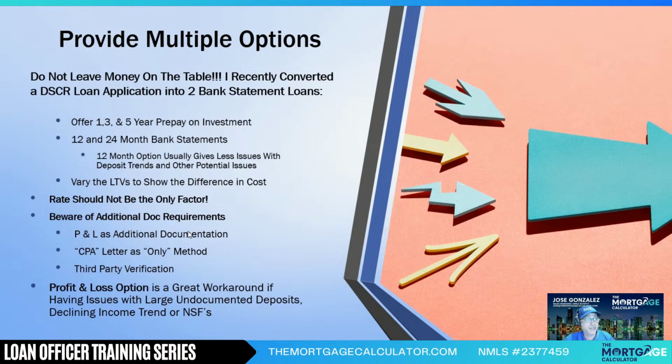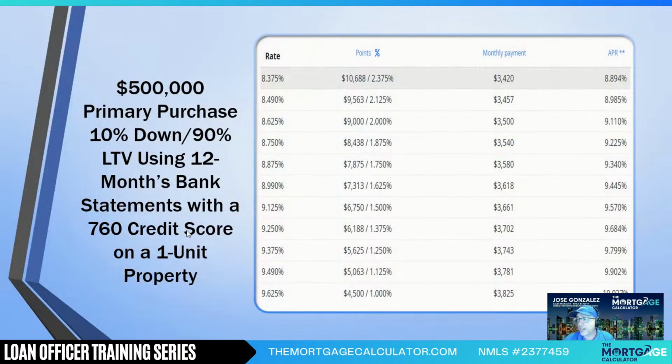And last but not least, I wanted to provide you here with just a sample quote, to whet your appetite on what's possible on a $500,000 purchase on a primary property, which would allow you to go up to a maximum 90% LTV, 10% down, using 12 months bank statements, either business or personal is the same rate, with a 760 credit score on a 1-unit property. So we're looking at the lowest cost option here, 9.625% rate.